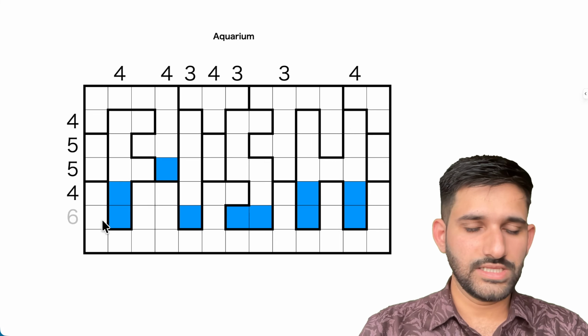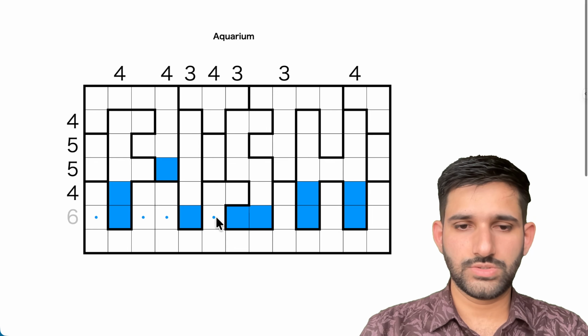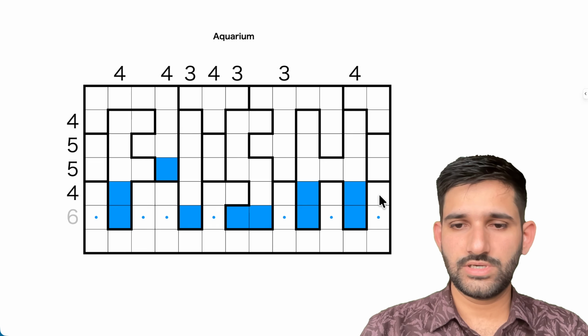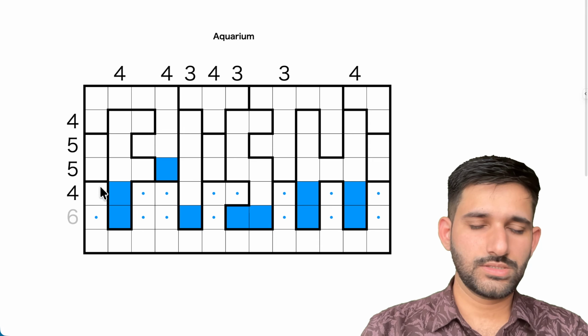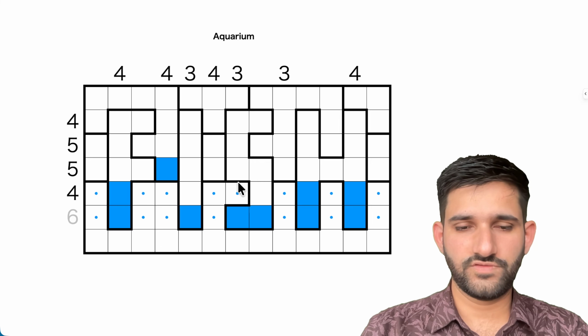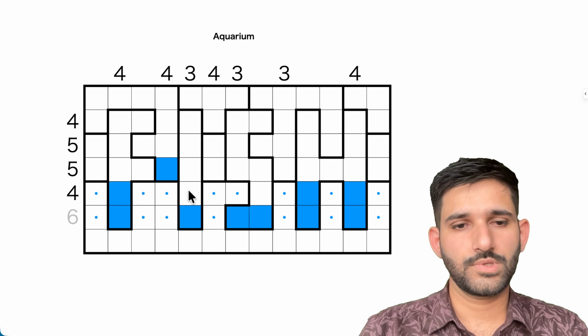I'll also mark cells which don't have water. So these don't have water. Similarly, these also don't have water. That means we need water in one of these two cells.